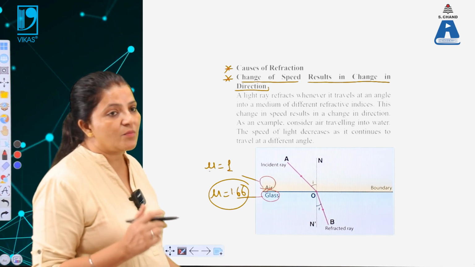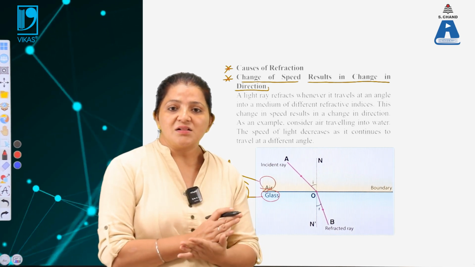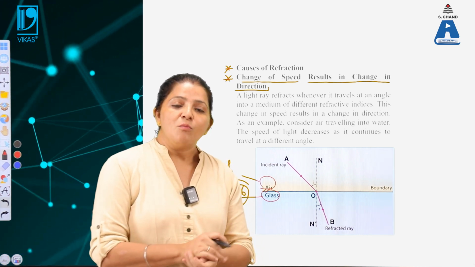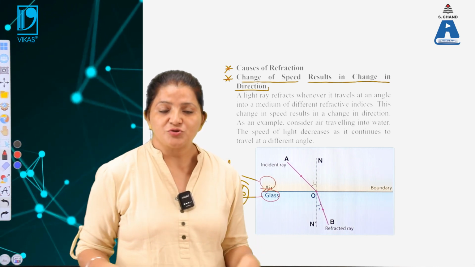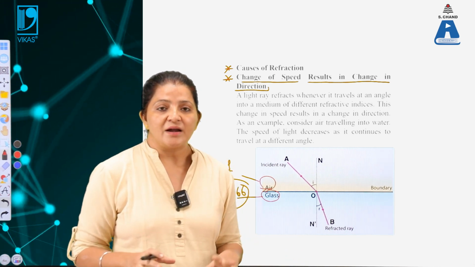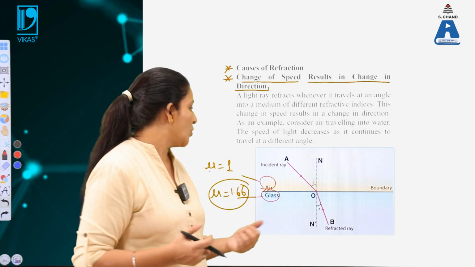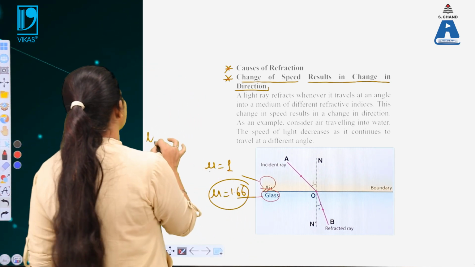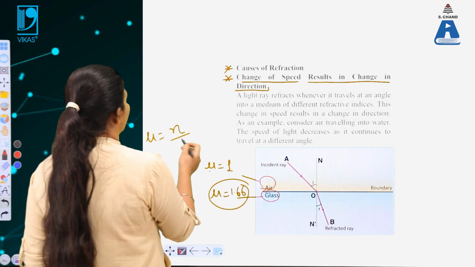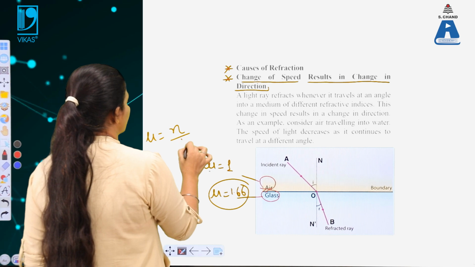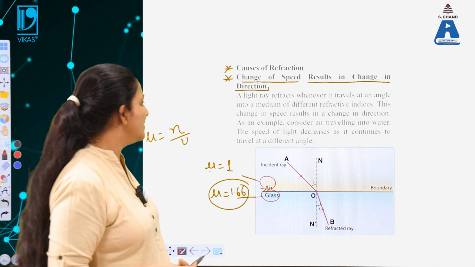What does it mean? That means in both cases, the particle distribution is different. The more the refractive index, the denser the distribution of the particles in the media, and the difference will be in the speed of the particle. We know that refractive index equals n by v, that is, the number of particles in the media divided by velocity v. So, depending upon that, the refractive index can be defined over here.